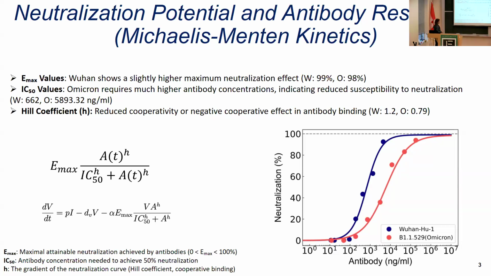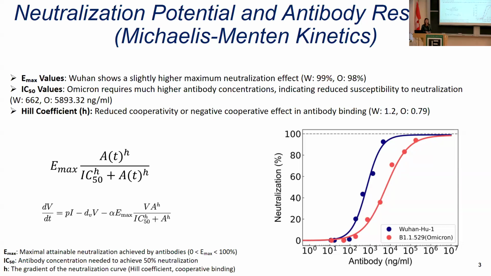So we fitted this equation with the clinical data for Wuhan and Omicron, 2 different variants of SARS-CoV-2, and we found different values. For Emax, Wuhan is a little bit higher than Omicron. But the IC50 for Omicron is higher than for Wuhan. So it means that we need more antibody for Omicron infection than Wuhan. It means we need more neutralization for Omicron.